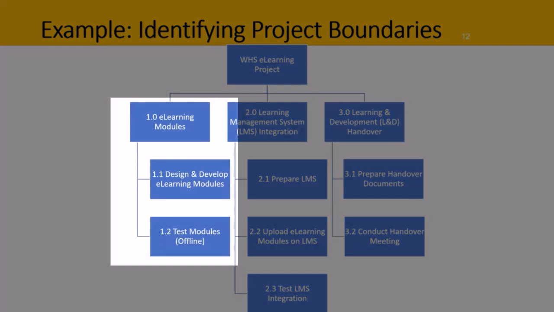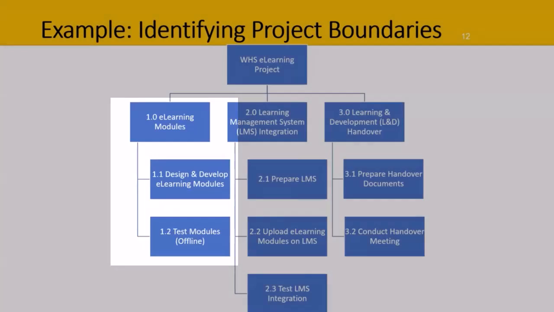So under 1.0 e-learning modules, that deliverable is the work package 1.1, design and develop e-learning modules. We know that the e-learning designer will be doing that through consultation. And 1.2 is testing the modules offline just to make sure they're working, everything's correct. And probably here again, we're going to use some of those key stakeholders to review and test and give us feedback on those modules before we finalise them.